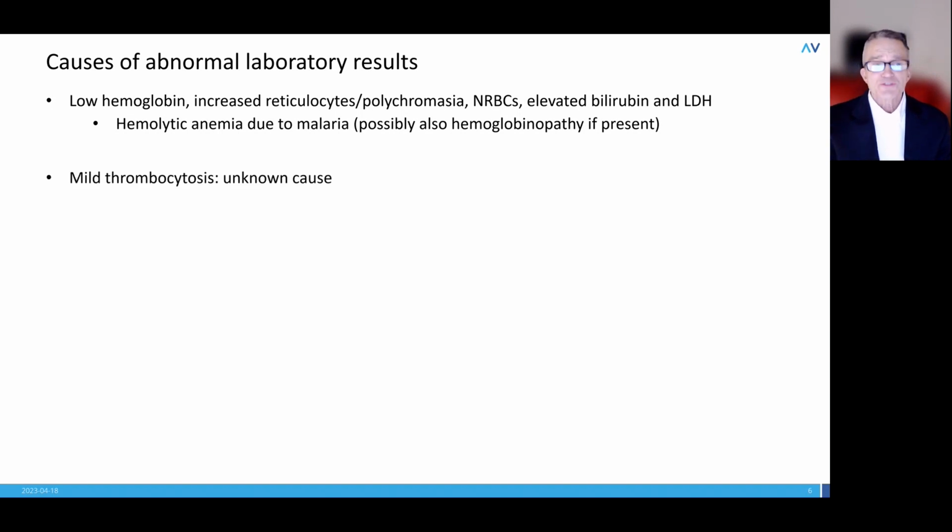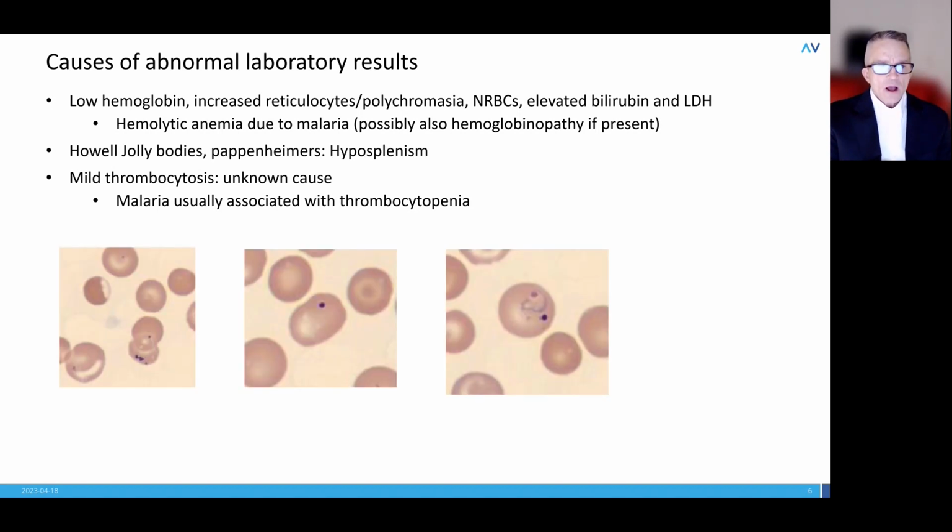The patient had a mild thrombocytosis. I couldn't find any association with malaria. A thrombocytosis is uncommon in malaria. Malaria is usually associated with thrombocytopenia. There were Howell-Jolly bodies, as you see here, and I found rare cells with Pappenheimer bodies. When you see that sort of thing, you suspect a hypofunctioning spleen or the absence of a spleen.